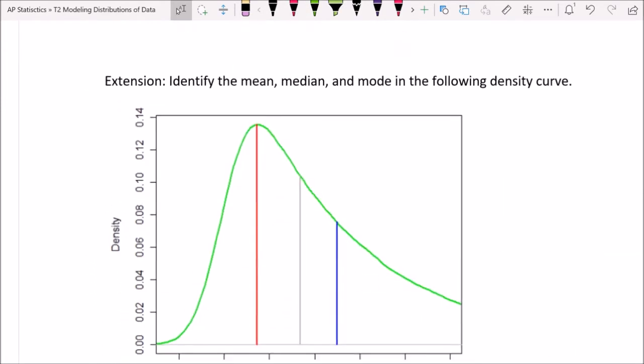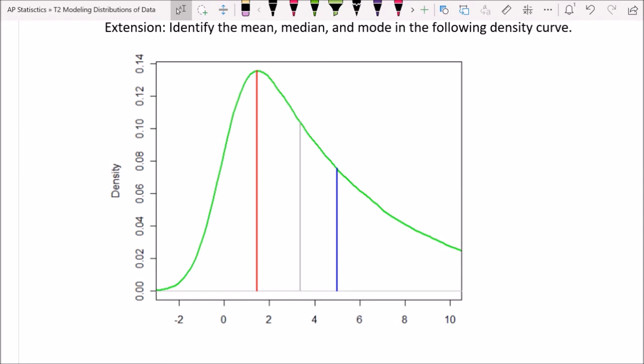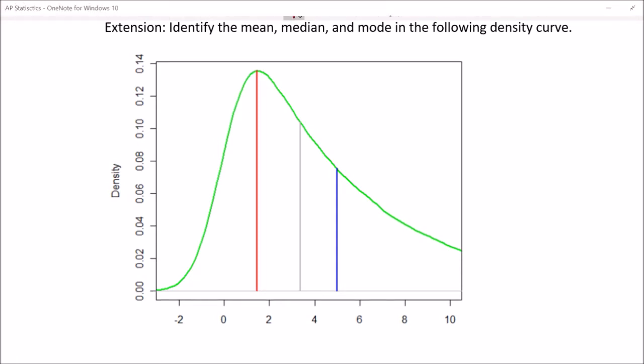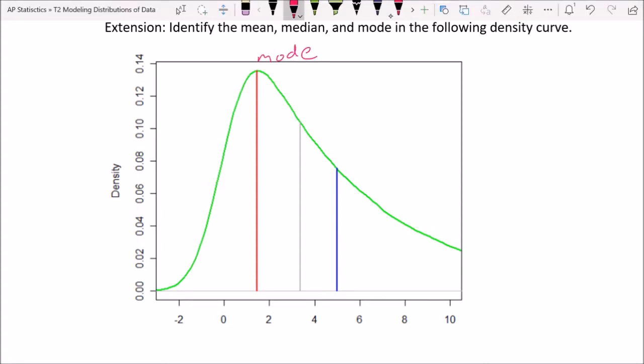All right, here's another one to think about. I would like you to pause the video and try to answer this one for yourself and then hit play to get the explanation. Identify the mean, median, and mode in the following density curve. All right, guys, the mode is here. Remember, mode means occurring most frequently, and the density is kind of like the relative frequency. So the one that's most frequent is the mode.